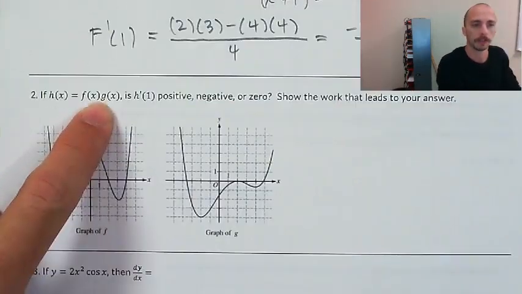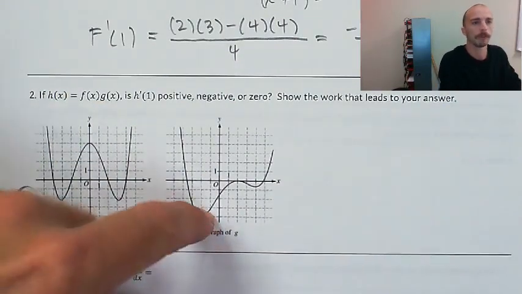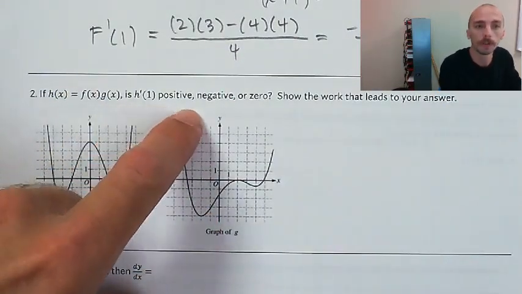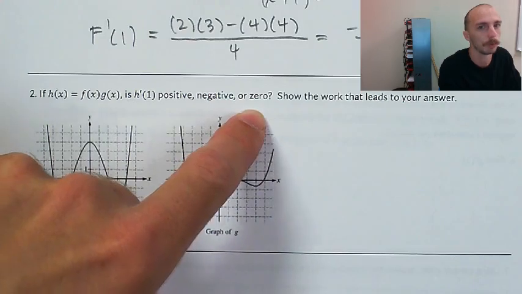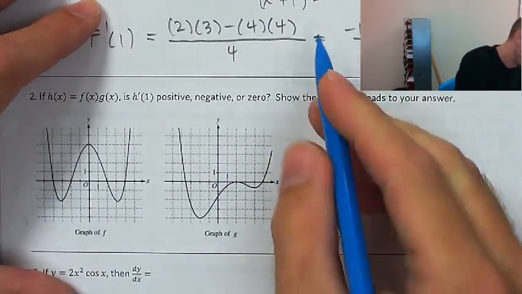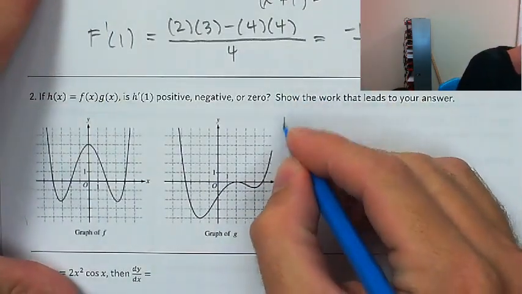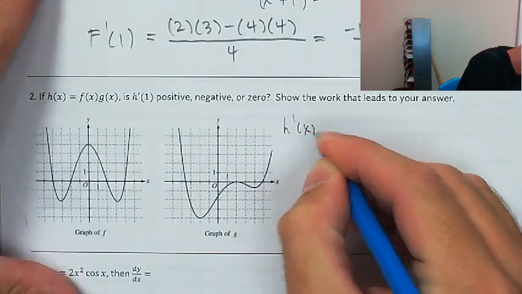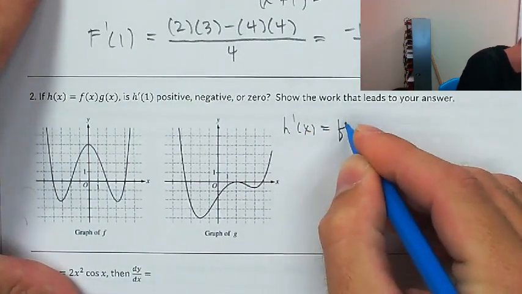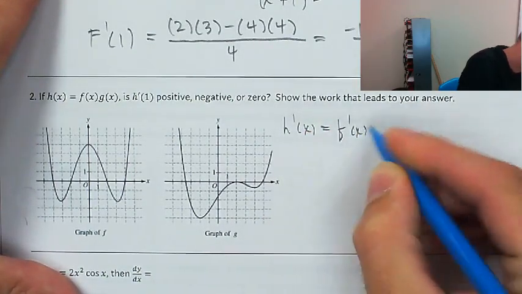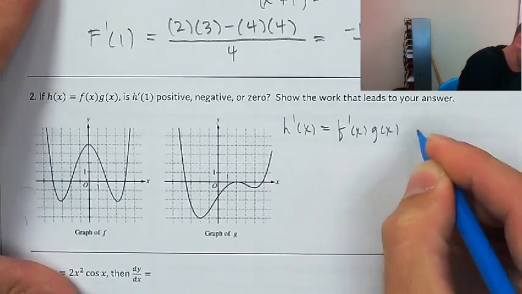H is going to be f times g in this next one. They've given us a graph of f and a graph of g, and they want to know, is h prime of 1 going to be positive, is it going to be negative, or is it going to be 0? And we're going to show the work that leads to our answer. So first, we're going to need to find h prime of x before we plug in x equals 1, right? So we're going to need to just kind of regurgitate the product rule, take the derivative of 1 while leaving the other one the same.